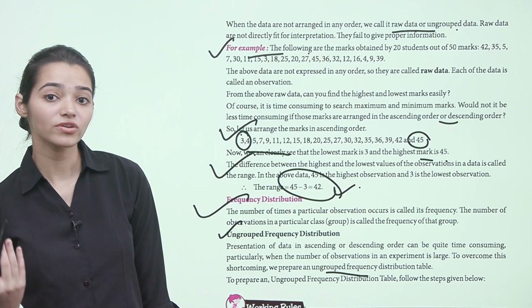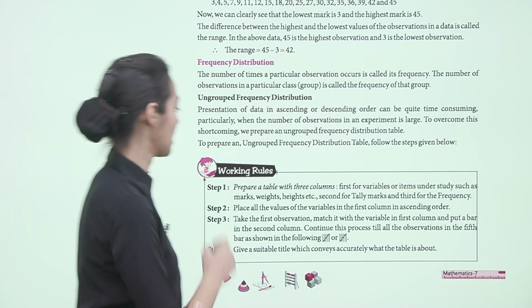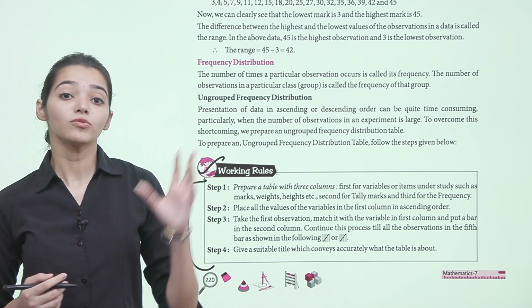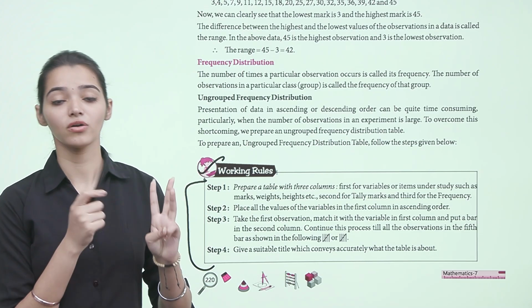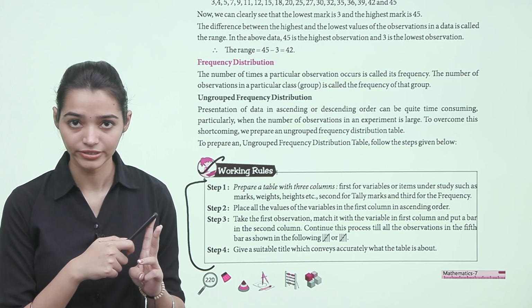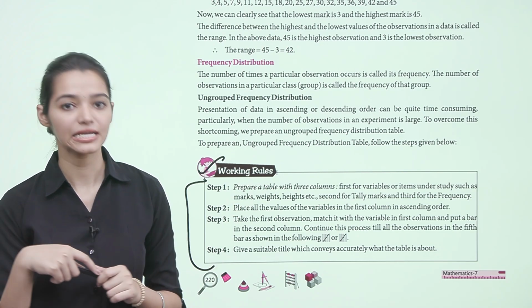To prepare an ungrouped frequency table, we have to follow these steps. Here are the working rules. Step 1 says that you have to prepare a table with 3 columns. The first is for variables or items, such as marks, weight, or height, whichever is written; the second is for tally marks, and the third is for the frequency. Then we will place all of them in ascending order.